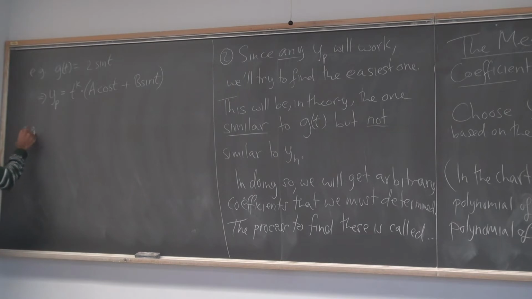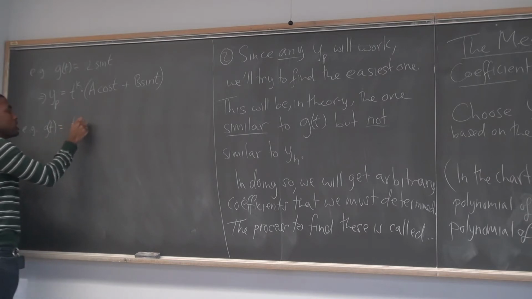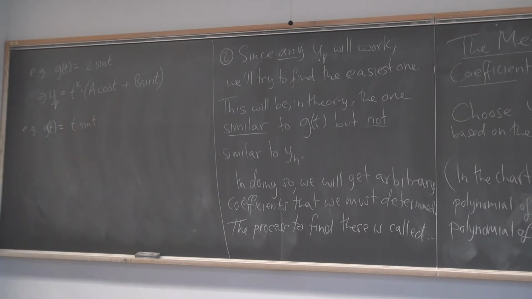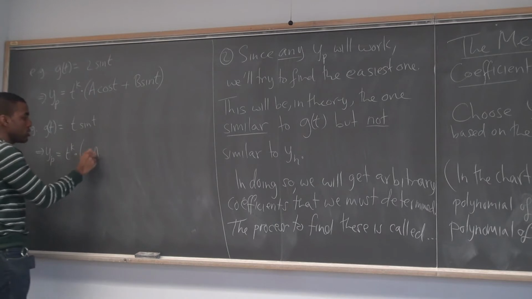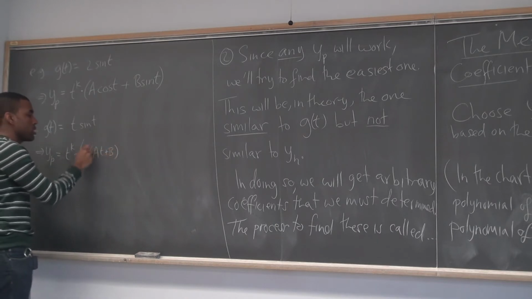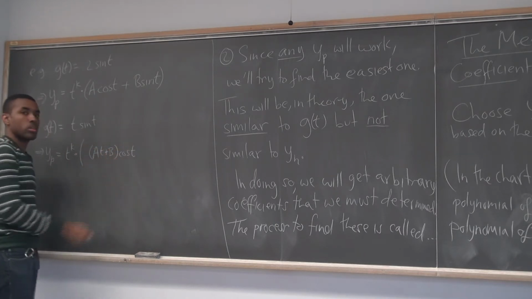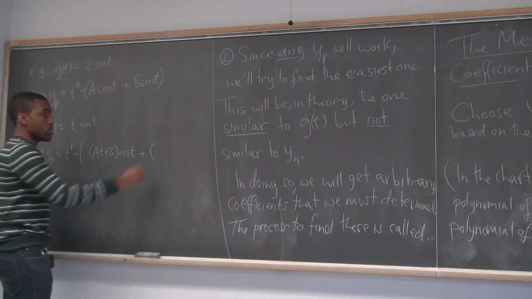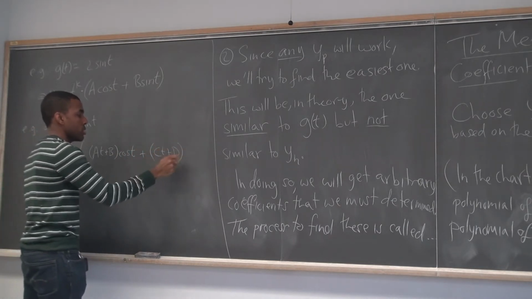So you want to make sure that you cover all your bases. Or what if your g of t is equal to t sine t? What would you assume yp looks like? Well, this is a particular first degree polynomial, so I must put a general first degree polynomial times cosine plus some other general first degree polynomial times sine.